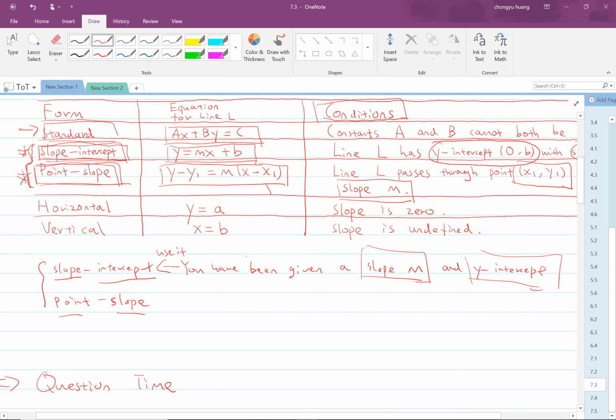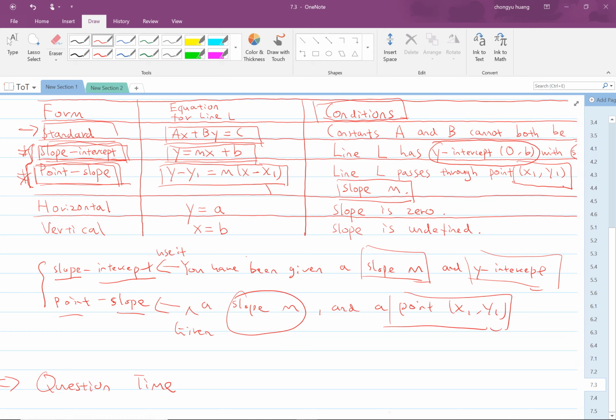And for here, if you have been given a slope and a point, a point (x1, y1), then you are going to use the point-slope form. As you can see, the difference from the slope-intercept form is that there you need to have a slope and the y-intercept.